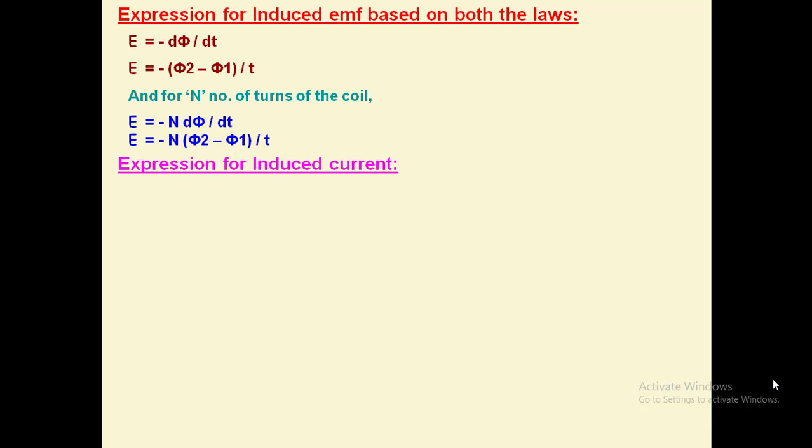Expression for induced current. Now here we have determined EMF. Now how to determine the current? We are going to use Ohm's law. EMF is nothing but voltage alone. So E equals I into R. So I is equal to E by R, as E is equal to minus d phi by dt. So we can write the expression as I equals minus d phi by R into dt.